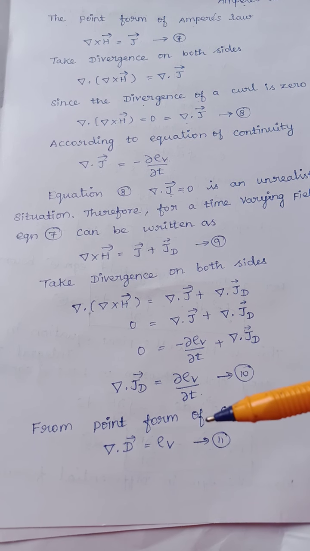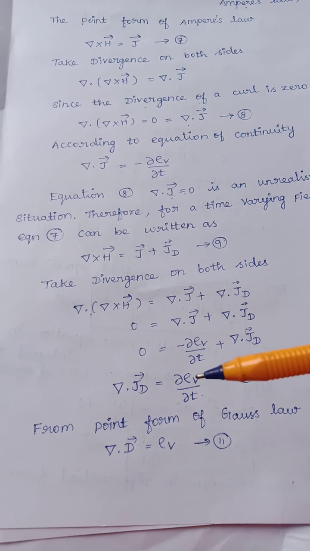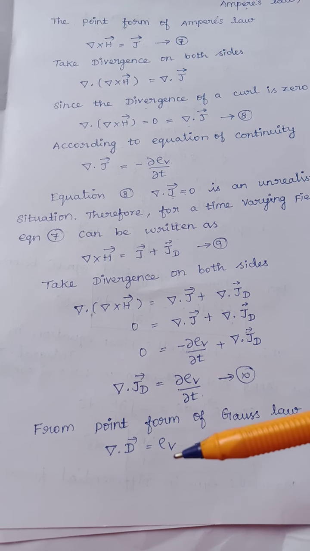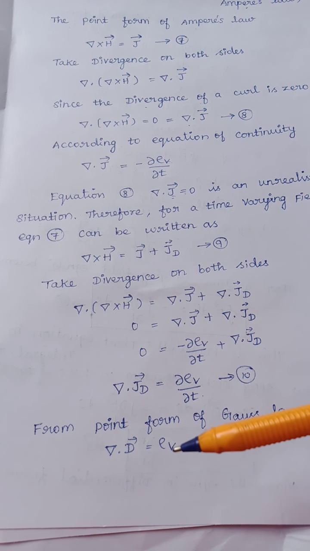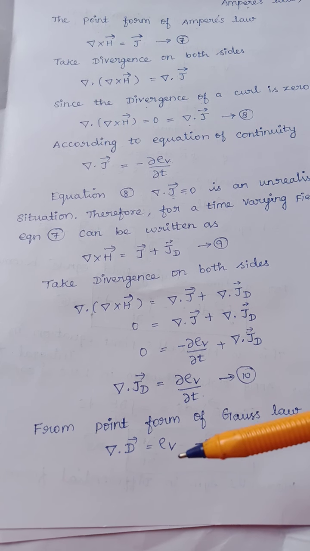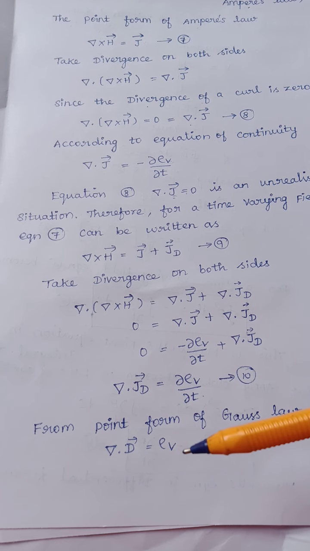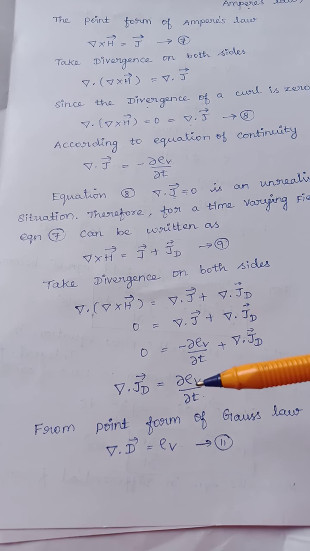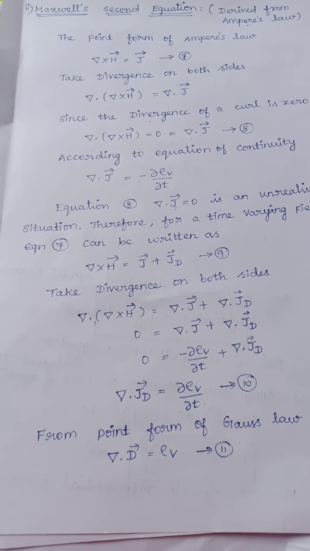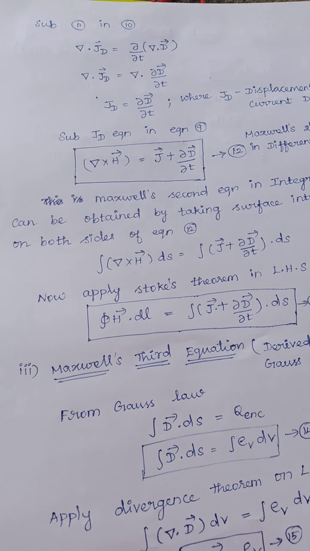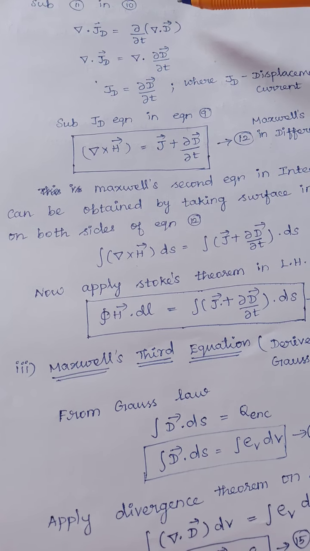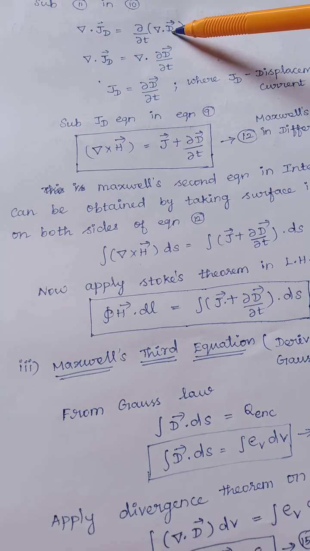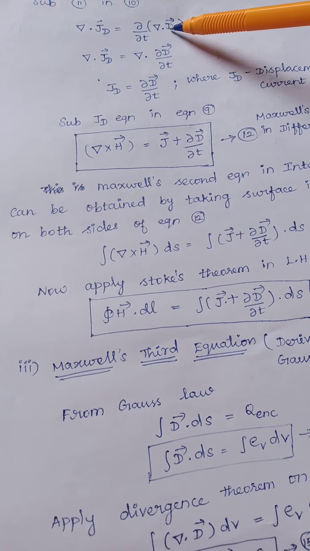Now from the point form of Gauss law, we will obtain the equation in terms of rho v. So del dot D vector equal to rho v. This is the differential form or point form of Gauss law of electric field. Now we will substitute the value of rho v: instead of rho v, we can substitute del dot D vector in equation number 10.